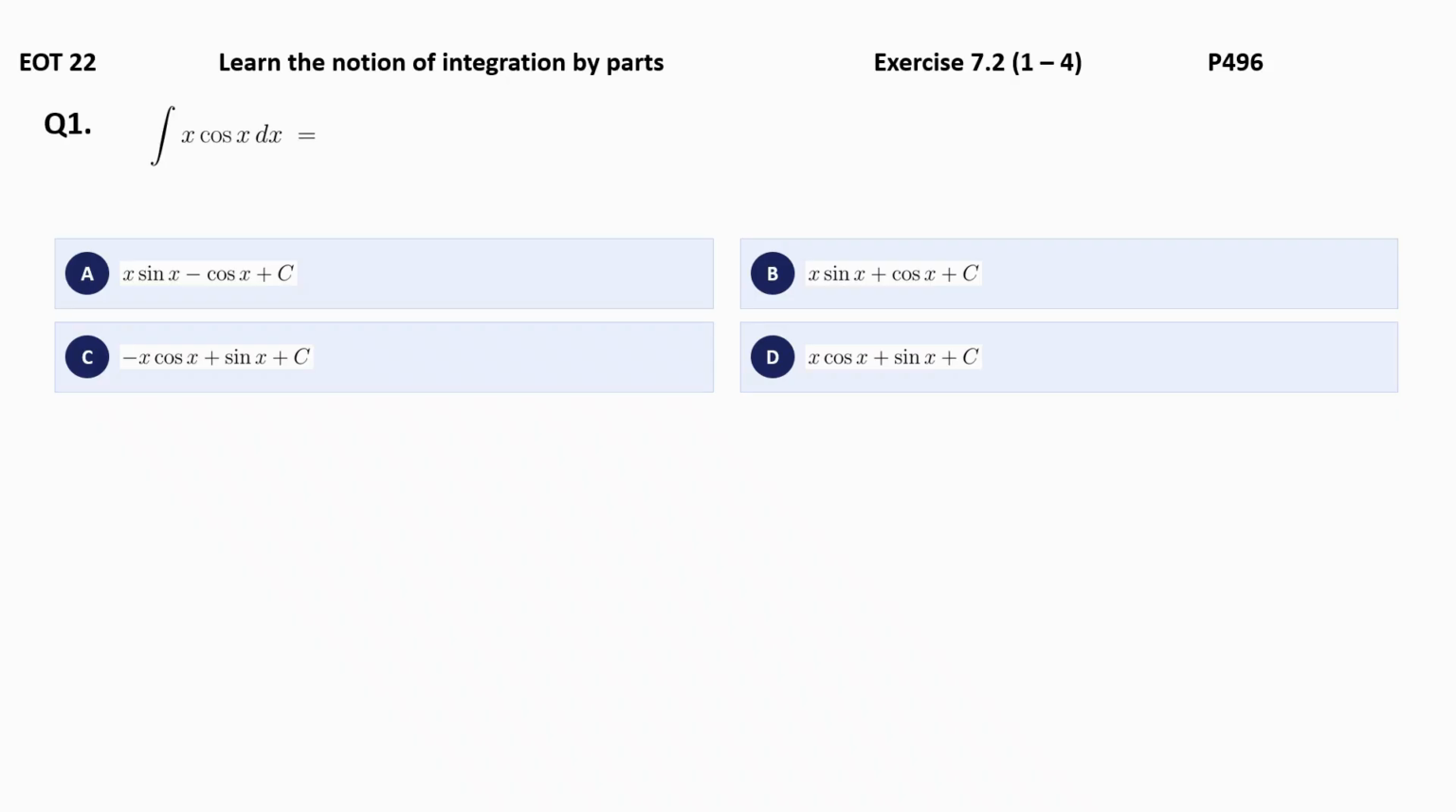As I mentioned in my previous videos, you can use a calculator, but please be aware you are supposed to check all 4 options. Don't stop at the first right option. Okay, let's do it manually here. We'll follow the formula integral u dv, which is equal to uv minus integral v du.